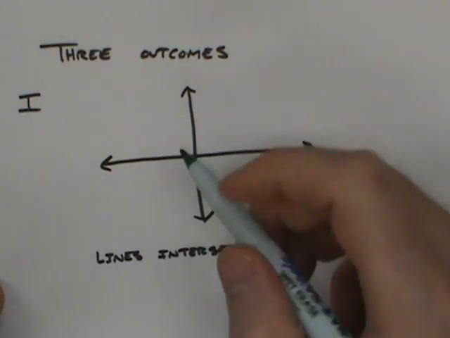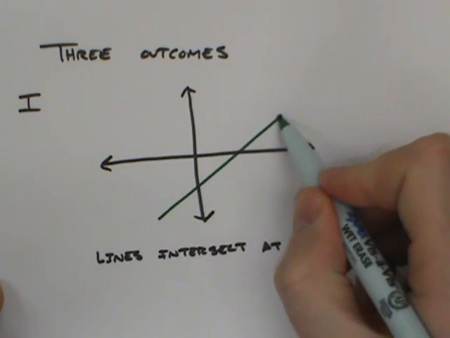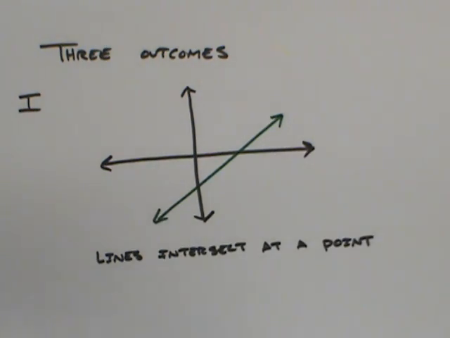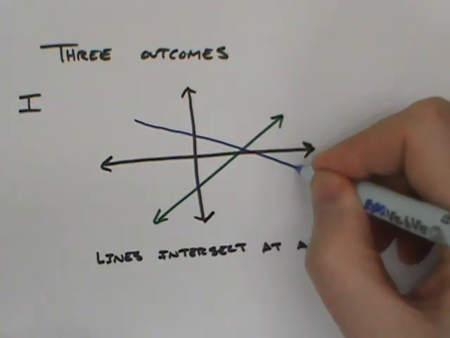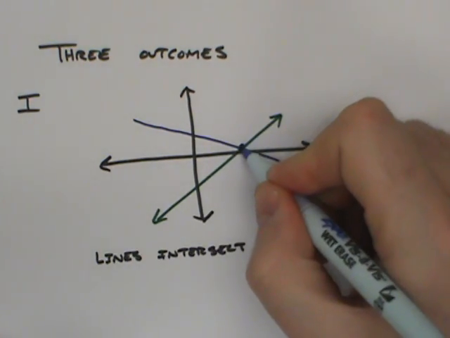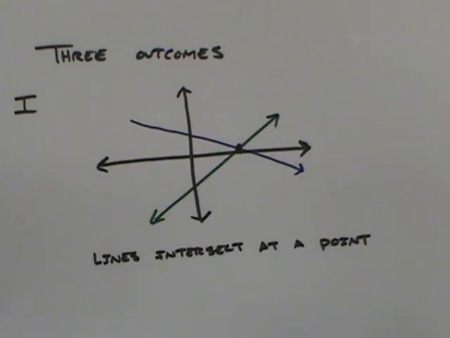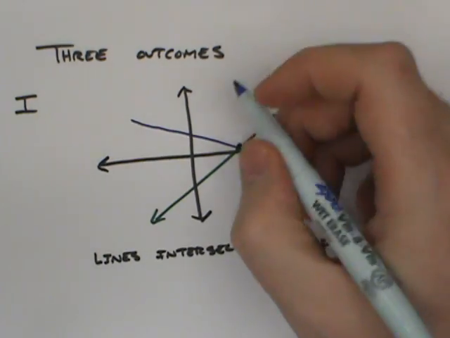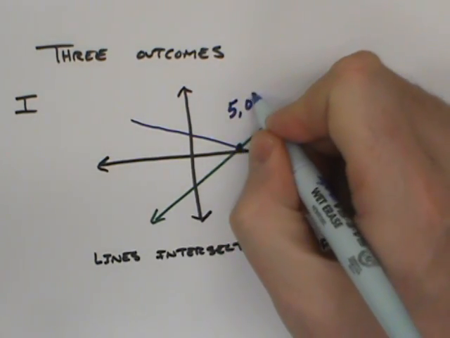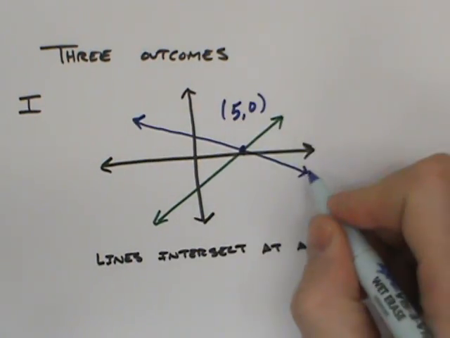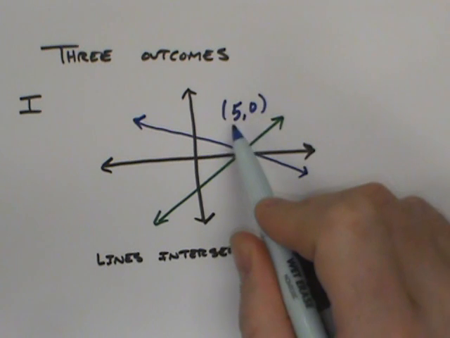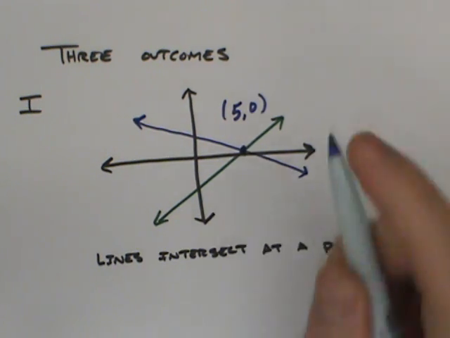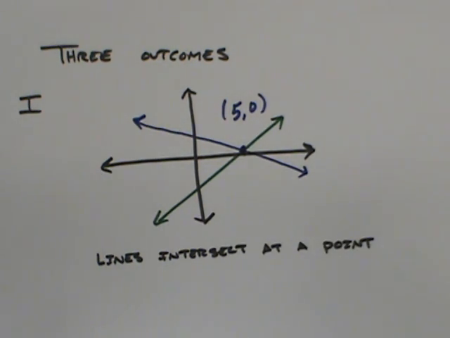Example, maybe I have a line that's shooting out like this, has a positive slope, and then I have another line that's coming down like that, I can find a point of intersection. That point of intersection in this case, maybe it's something like 5, 0. When you have two lines that intersect, you're looking for that coordinate pair, that ordered pair that shows where the intersection is. It's only one point that they have in common. And so we say lines intersect at a point.